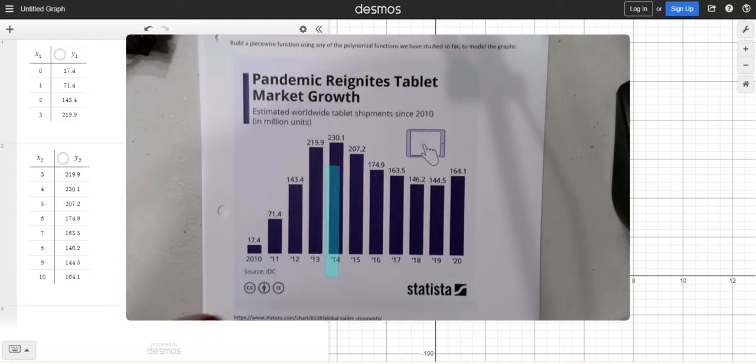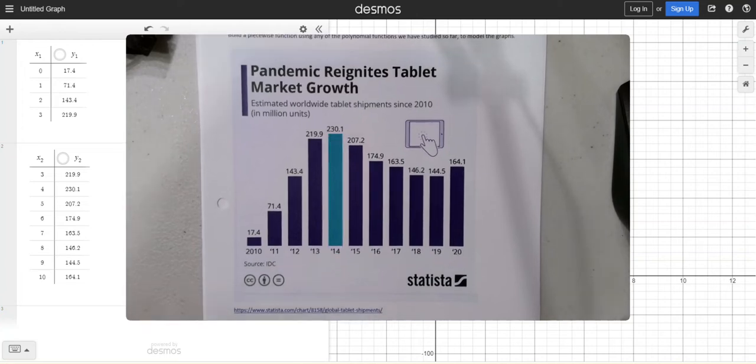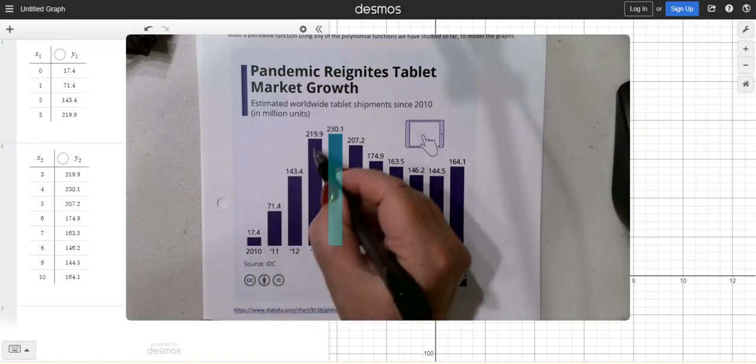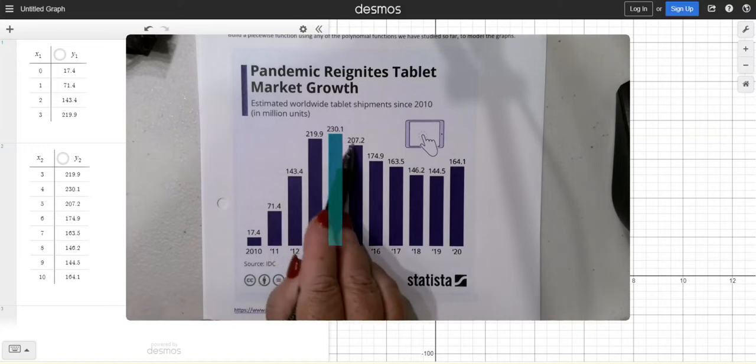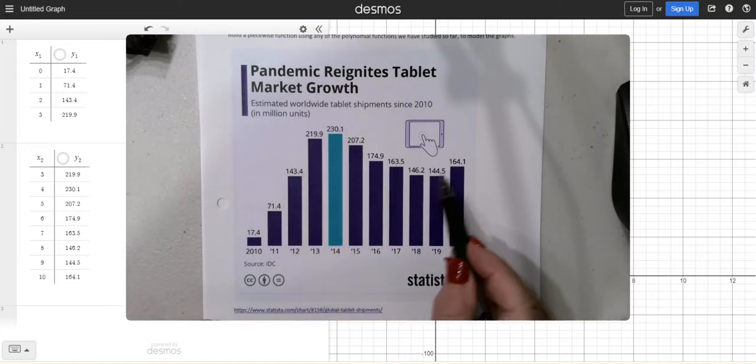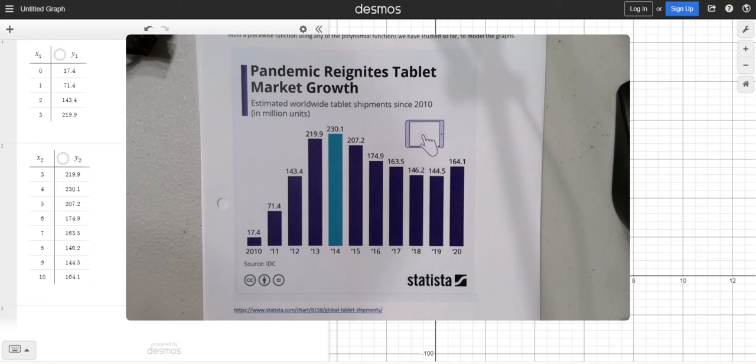So I'm looking here at this data that shows, for various years, the worldwide tablet shipments starting in 2010, right? So you can see lots of tablets being shipped, they declined for a while, and then in 2020, we have an increase in shipments again.